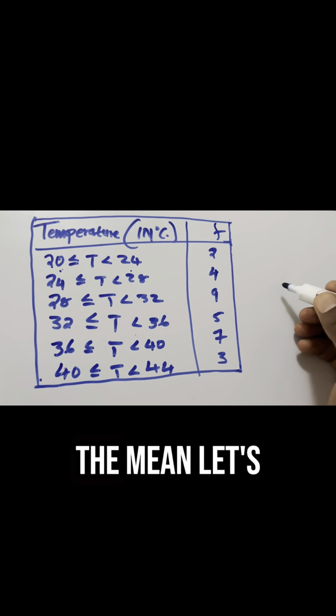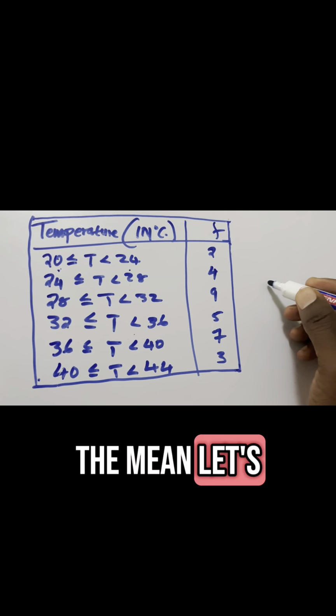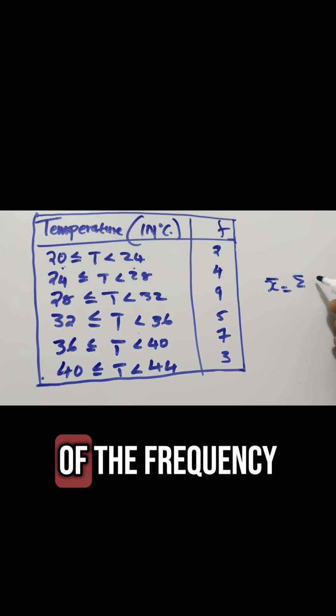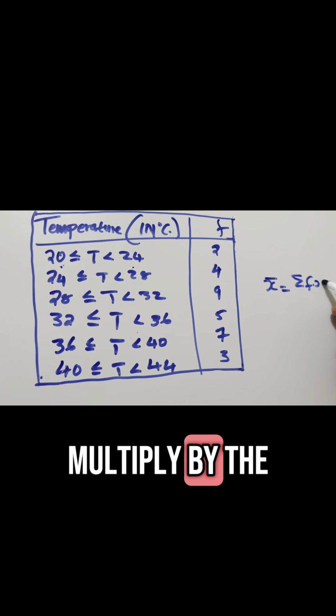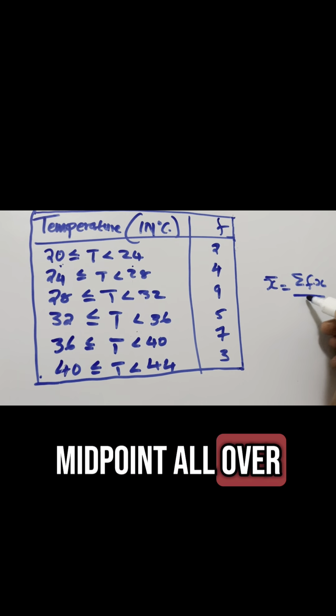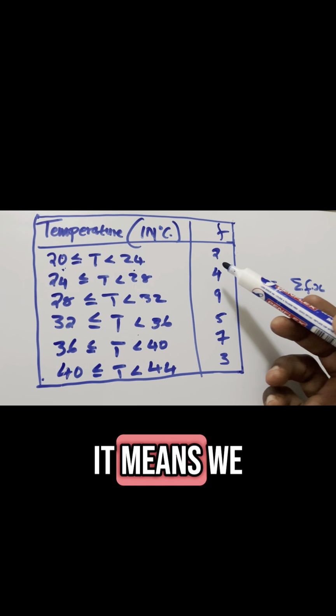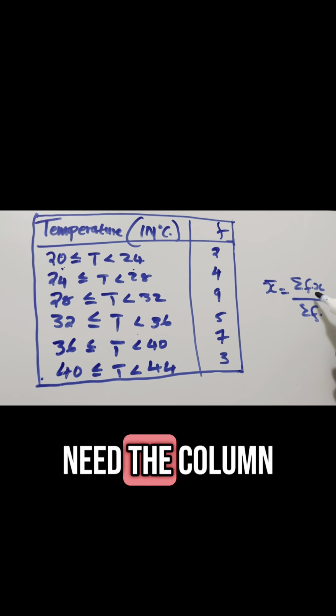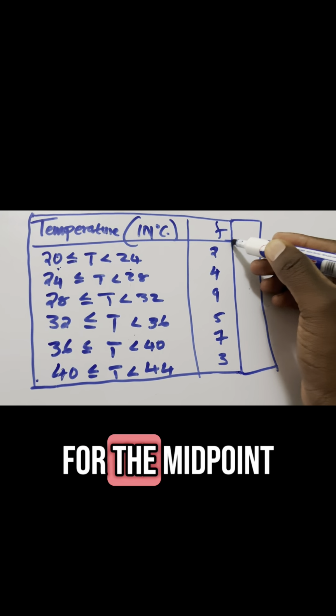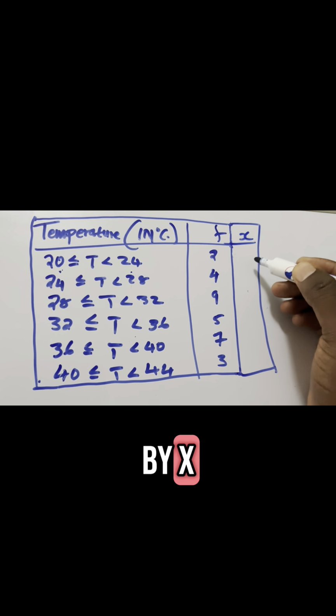So to determine the mean, let's look at the formula for mean. Mean, which is x bar, is equal to the sum of the frequency multiplied by the midpoint, all over the sum of frequency. It means we need the column for the midpoint here. So before we can utilize the formula, we need another column for the midpoint, which is denoted by x.